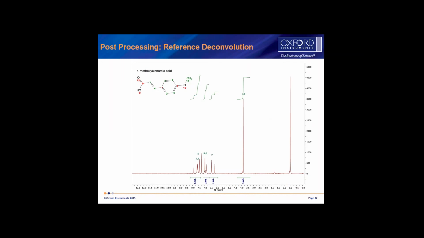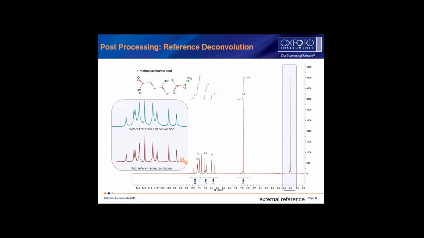Reference deconvolution is another common method. In this, we select either an internal or external reference, and we use that as a reference line shape. That line shape is then corrected and applied across the whole spectrum. And here we can see from the overlapped region how the lines have been significantly narrowed, and many of them are resolved down to the baseline.